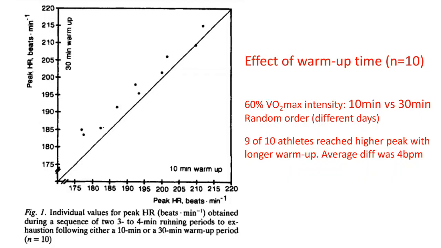And this was 10 athletes who came into the lab, did these VO2 max tests on different occasions, either preceded by a 10-minute warm-up at 60% of VO2 max, meaning easy, slow running, or a 30-minute. So they didn't do any high intensity strides or anything. They just did 30 or 10 minutes of low intensity running. Did that make a difference?